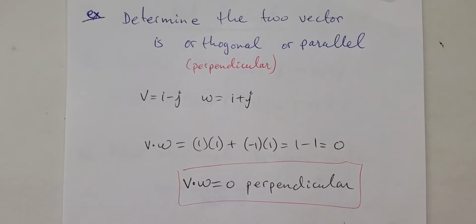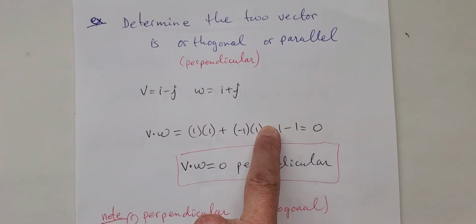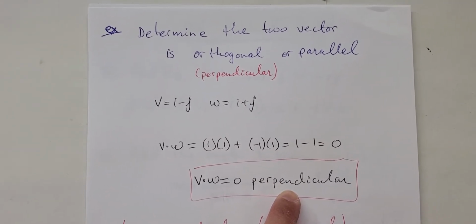So when you do your dot product and it comes out to be 0, then these two vectors are perpendicular. One more time.